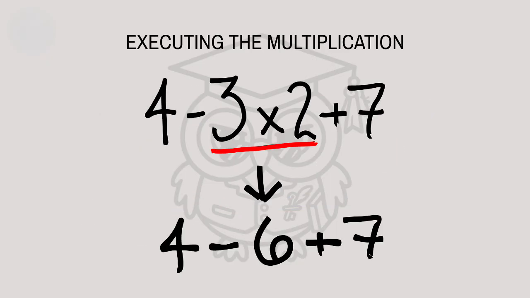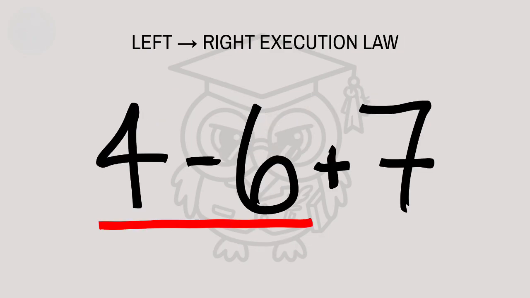Calculate the product in the middle. Multiplying 3 by 2 equals 6. Replace the multiplication block with 6, updating the running expression to 4 minus 6 plus 7. The remaining operations are subtraction and addition, which share the same priority rank. When operators share equal priority, calculate strictly from left to right.